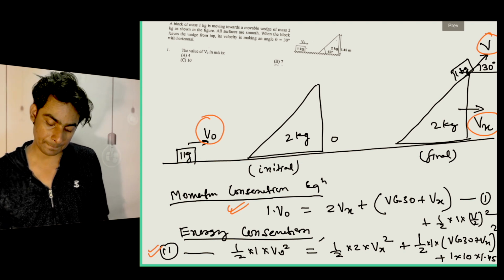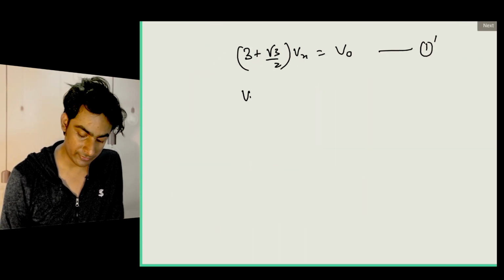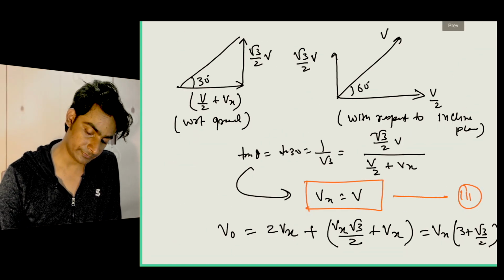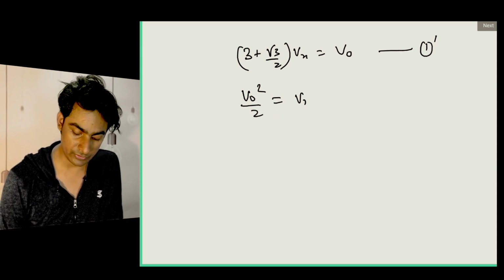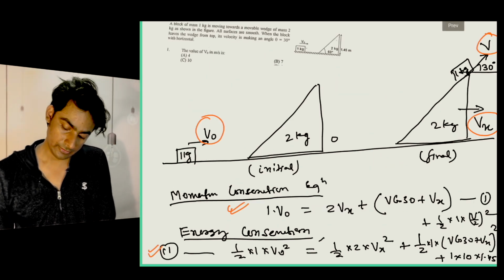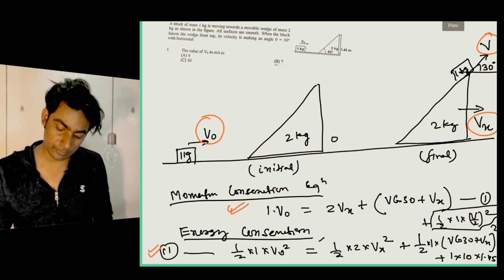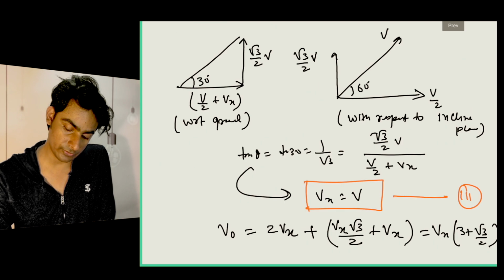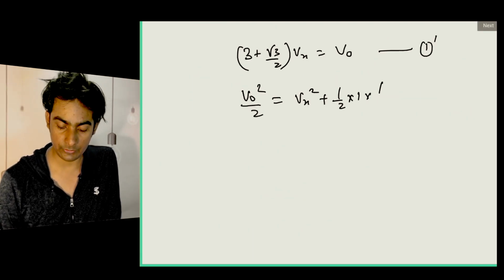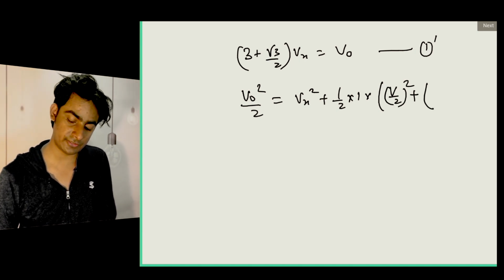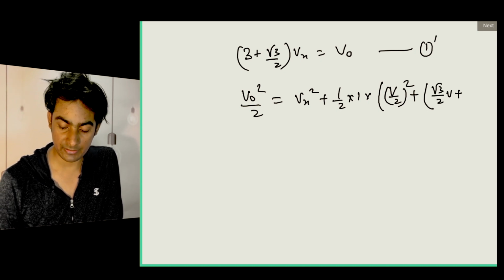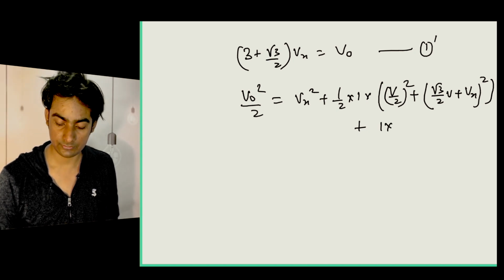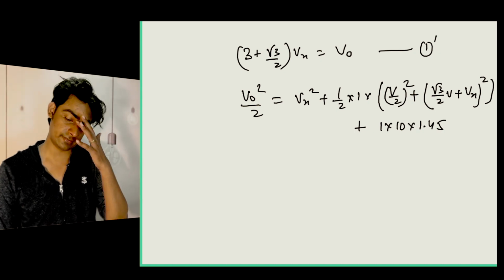Now the second equation, if we substitute: v0 square by 2 plus... if we substitute vx and v, we'll write in terms of vx only, equals vx square plus, in the second equation we missed this thing, we have to add the vertical component of the kinetic energy also: half into 1 into (v by 2) whole square, that is the vertical component, and the horizontal component is (root 3 by 2 v plus vx) whole square, that is the kinetic energy of this, plus gravity, so 1 into g into 1.45.